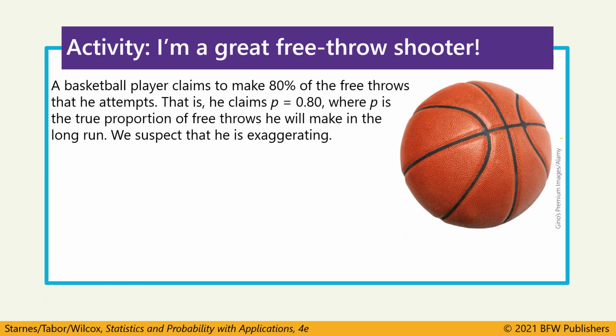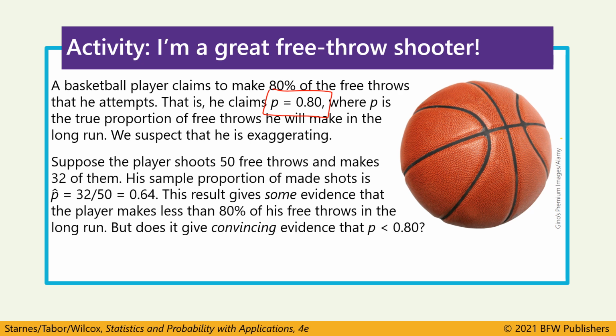Let's consider a basketball player who claims to make 80% of the free throws that he attempts. So that said, he claims that his true proportion for the number of free throws he'll make is 80%. We think that he's exaggerating, so we're going to test the claim to see whether or not he's telling the truth. So he shoots 50 free throws and he makes 32 of them. This is our sample, which results in a p-hat of 64%.